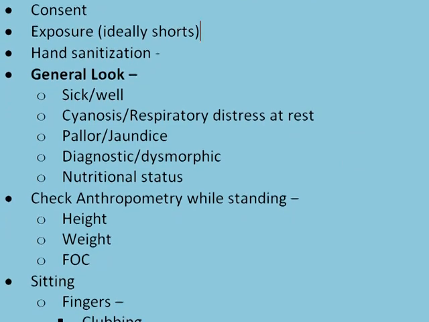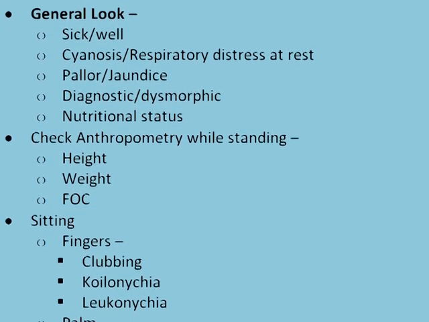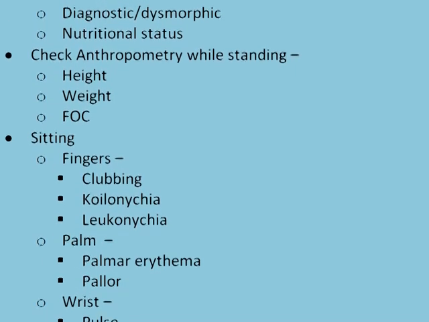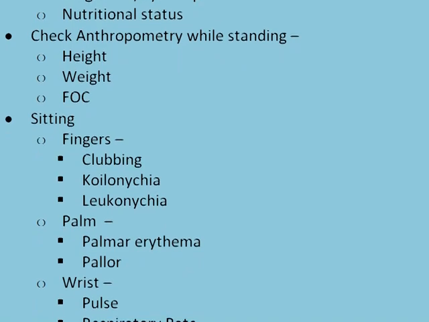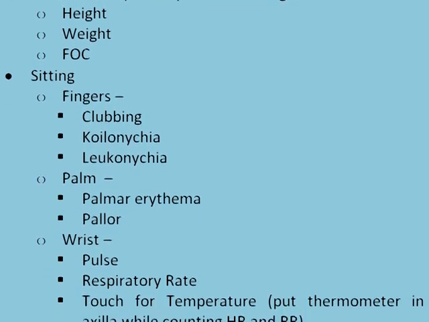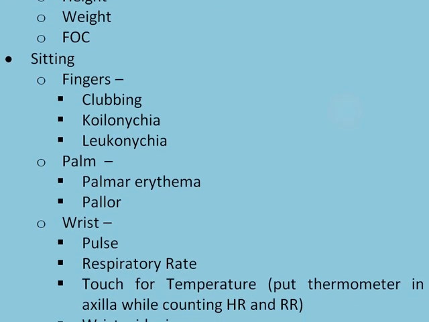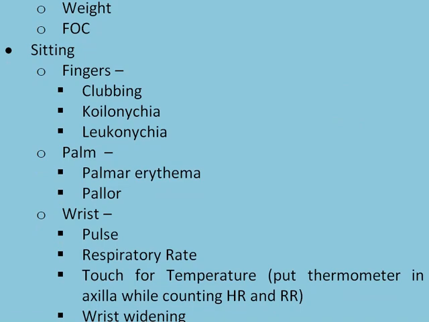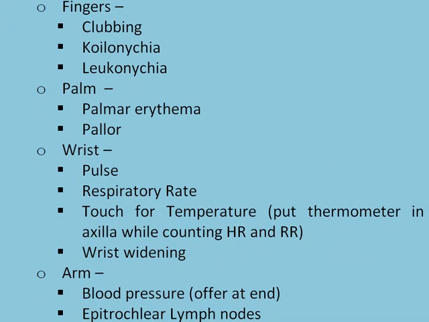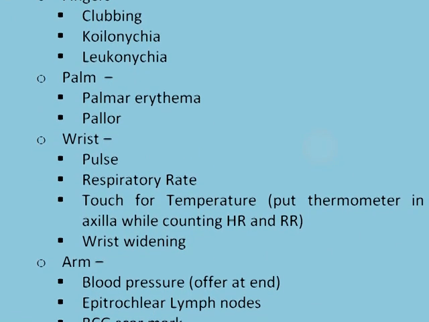If the child is sitting, start from the fingers. Check the clubbing, koilonychia, leukonychia, then palms for palmar erythema, pallor. Remember to compare with your own palms. Then wrist for the pulse, respiratory rate, and touch for temperature, and at the same time put a thermometer in the axilla while counting heart rate and respiratory rate. Then check for the wrist widening, which is a sign of rickets. Then in the arm, blood pressure, you must offer it at the end, but don't forget it.